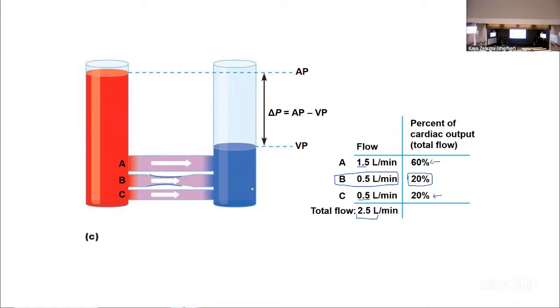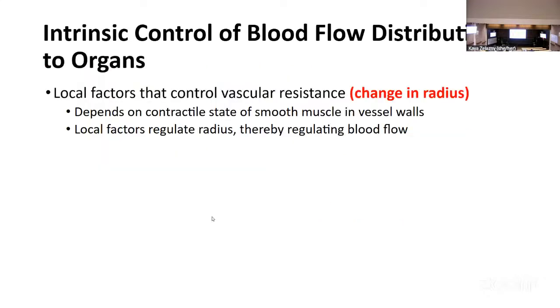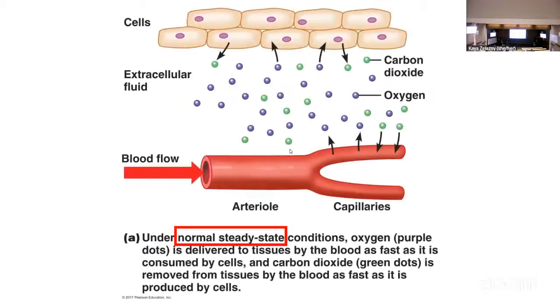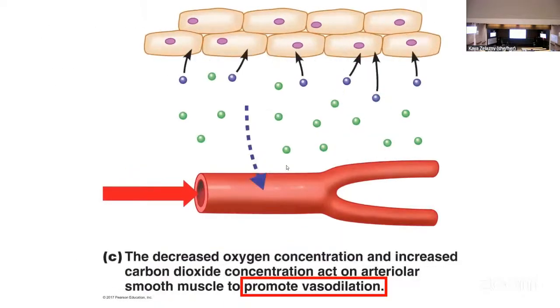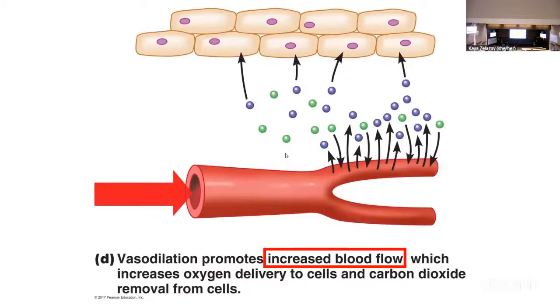So we'll stop here for now. And next time we'll talk a bit more about local factors. Do take a look at this O2, CO2 hyperemia stuff. We'll talk through it, but it'll be easier to check that you understand it if you've at least kind of worked through the figure on your own a little bit first.